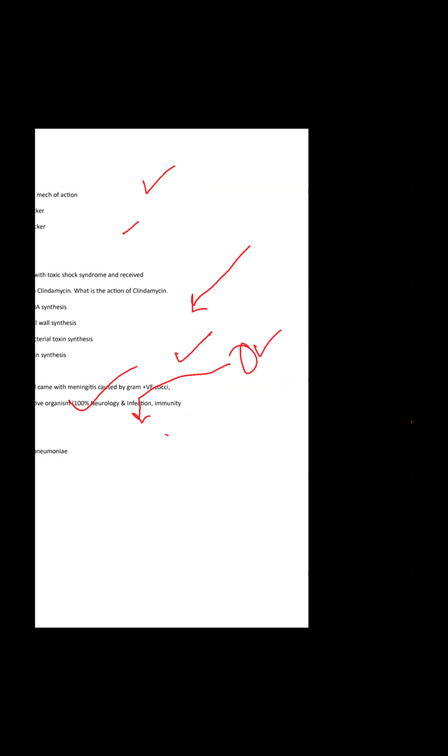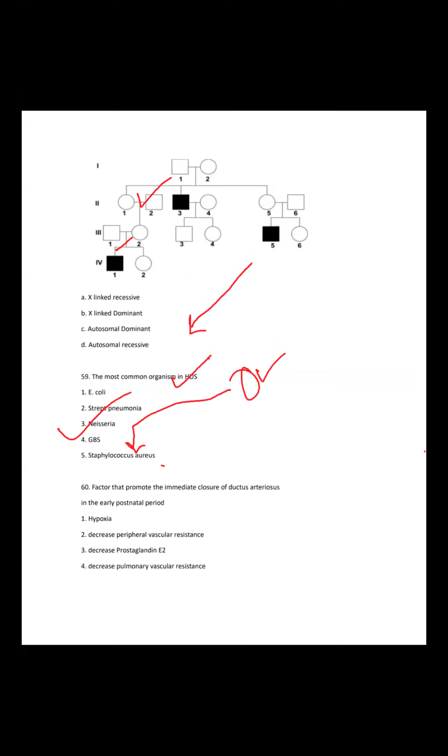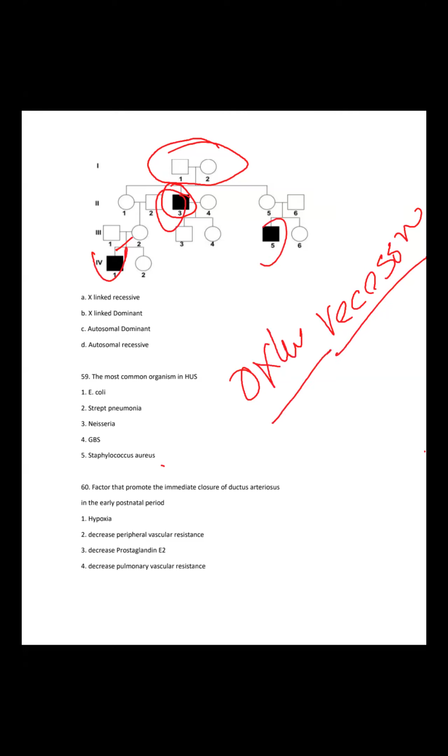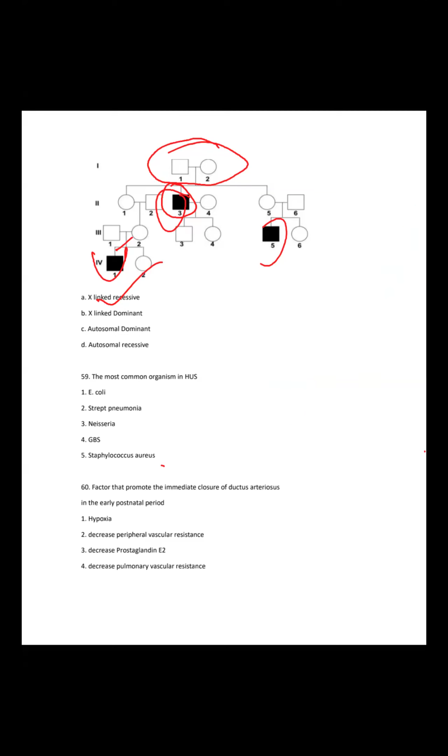Now the next is a pedigree. What you can see in the pedigree is that the parents are not involved and the child got the disease. So this is most likely a recessive disease only involving the male, most likely X-linked recessive. In that way, you can make things simple. Only the male gender is involved and the parents are okay, and still the child has the disease. This is recessive. Most common cause of HUS: E. coli.